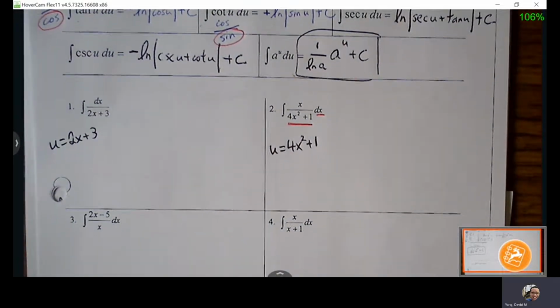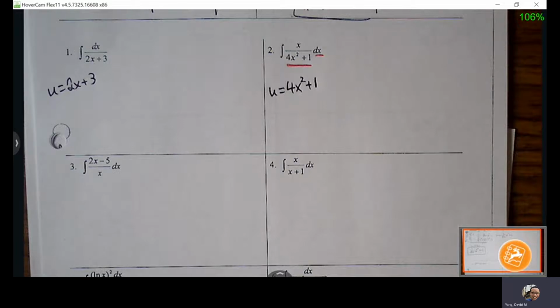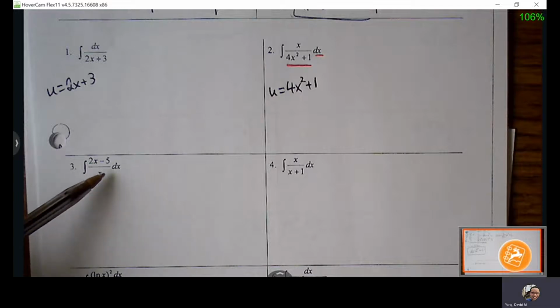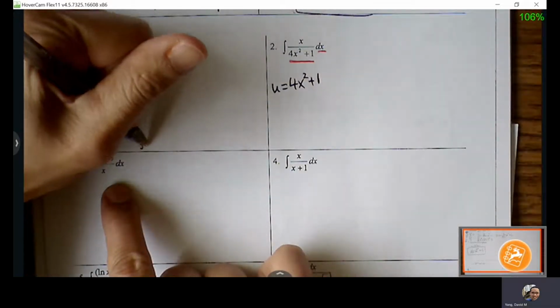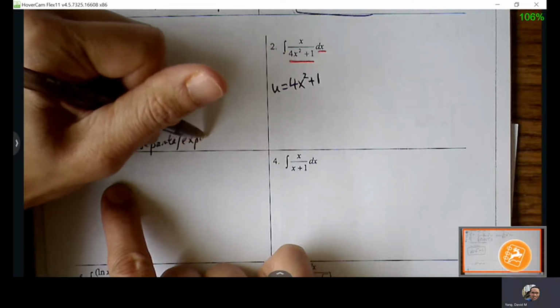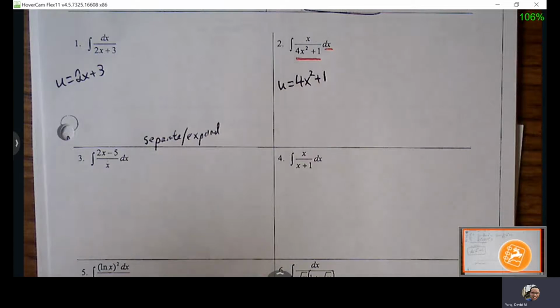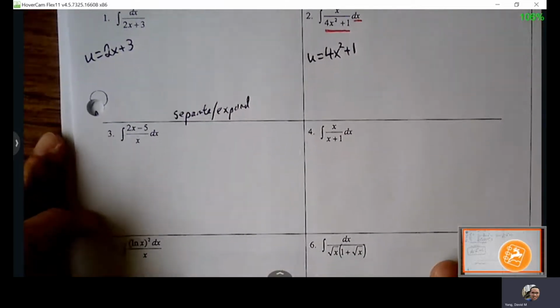Okay, now look at number 3 here. It's also a fraction, but what do you notice here? Yeah, there's only one term in the denominator. This is not a u substitution problem. This is simple enough for us to separate and expand. Okay, it may not be power rule, but it will be independent problems that we don't need u substitution for.